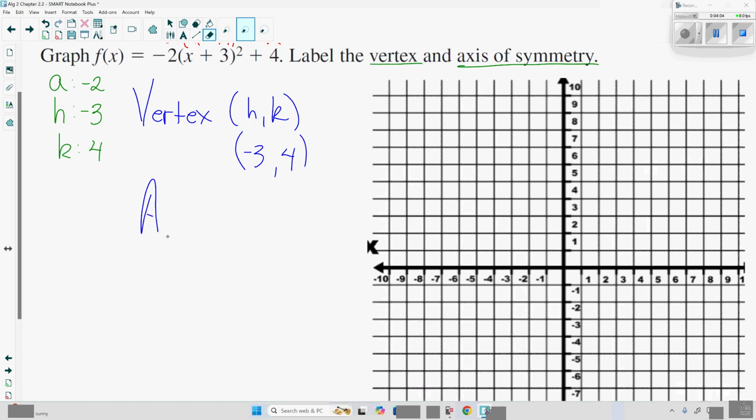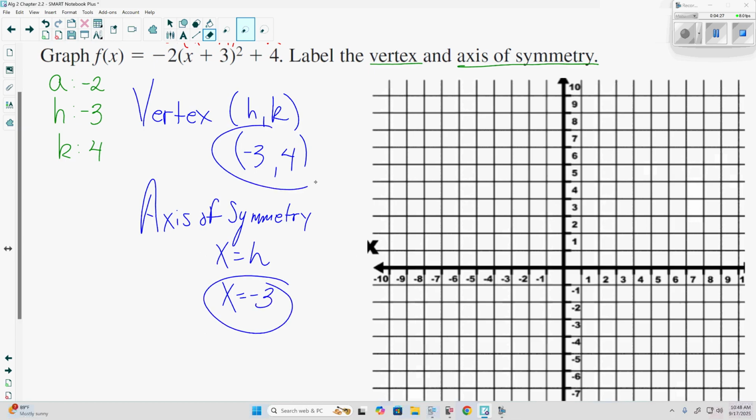Now the axis of symmetry is given to us by the equation x is equal to h. So the value of h in this case here is -3. So the axis of symmetry is x is equal to -3. So we found the vertex and the axis of symmetry.